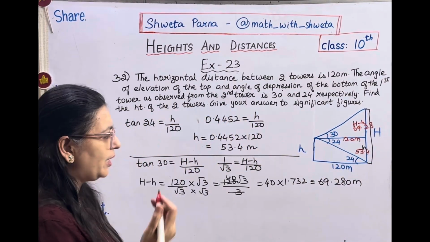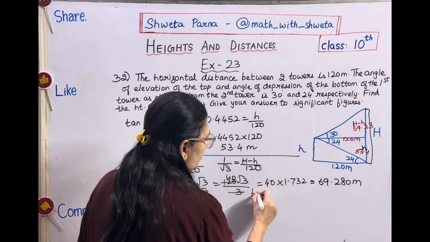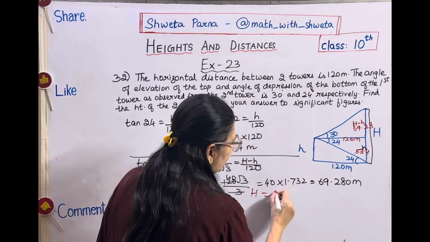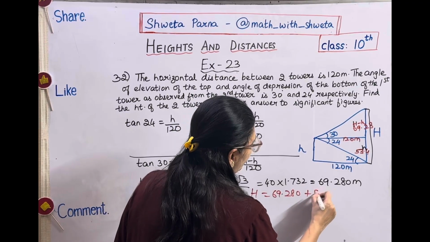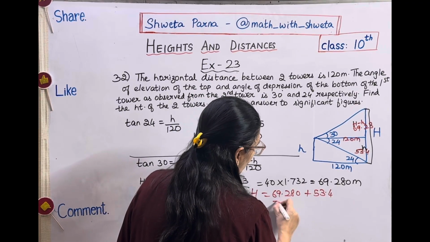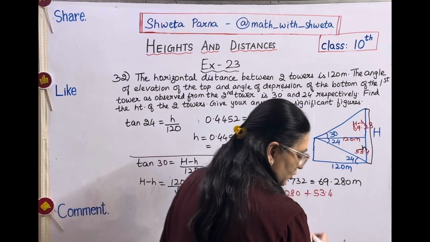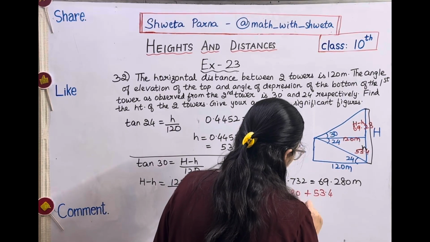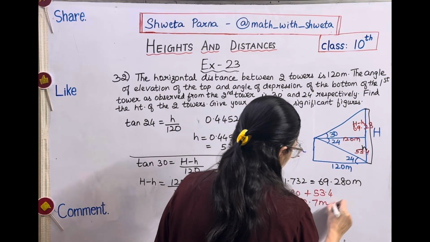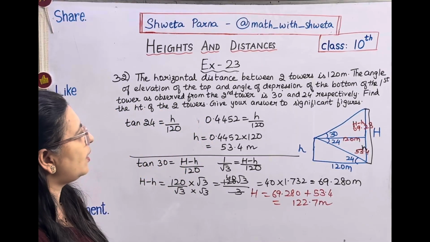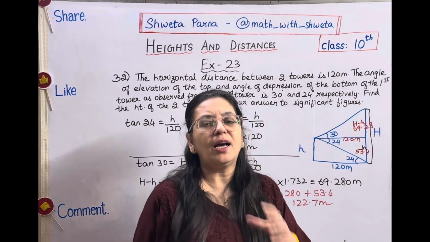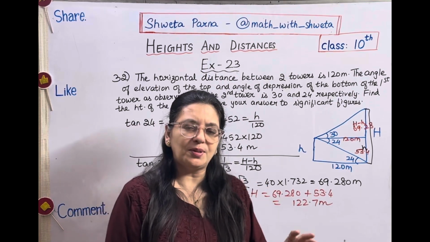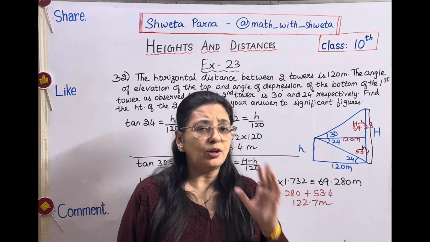So what is capital H? So capital H would be adding both of these: 69.280 meter plus 53.4 meter. You will get the answer. So the answer is 122.7 meter. This becomes the height of the tower. I hope it's clear. Children, I have tried to cover maximum sums which are different so that your concepts are clear.